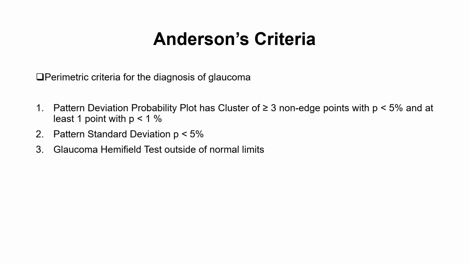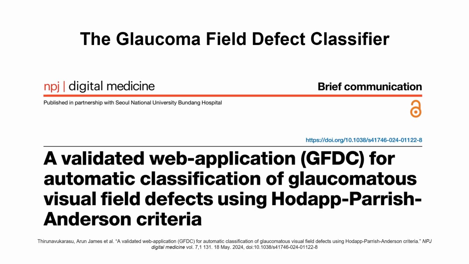The other points: pattern standard deviation probability less than 5%, with the glaucoma hemifield test outside normal limits. So if you see these 3 points together, this confirms the perimetric diagnosis of glaucoma. Depending on this, some clever authors generated a web application for automatic classification of the glaucomatous visual field using Anderson criteria, and they named it the glaucoma field defect classifier. They have a website, and their paper was published in the Nature Digital Medicine journal.